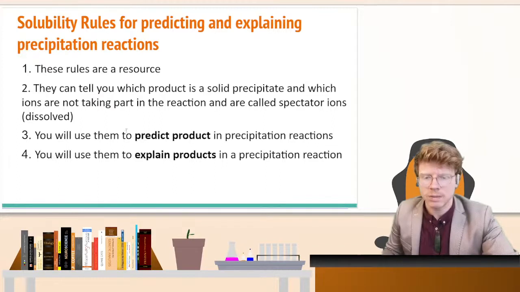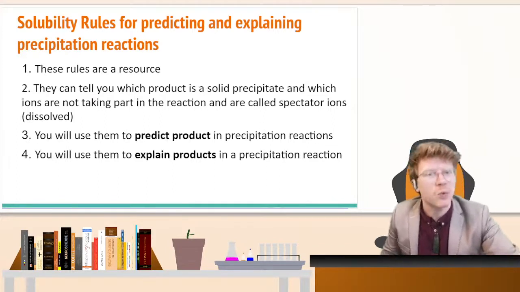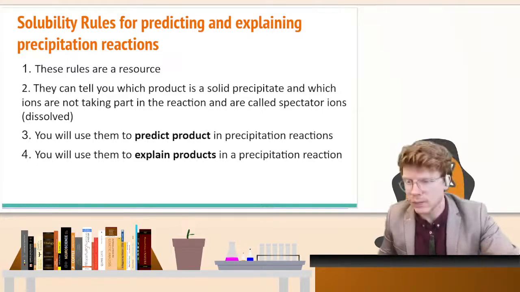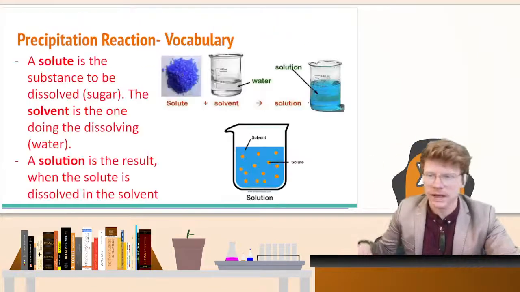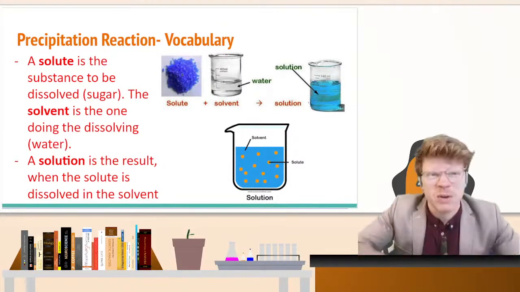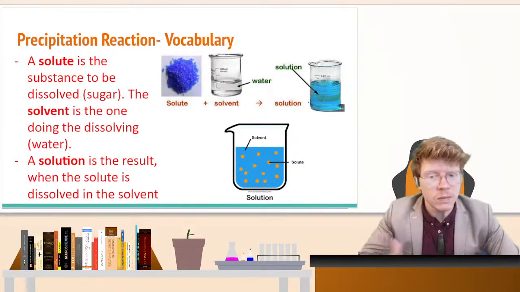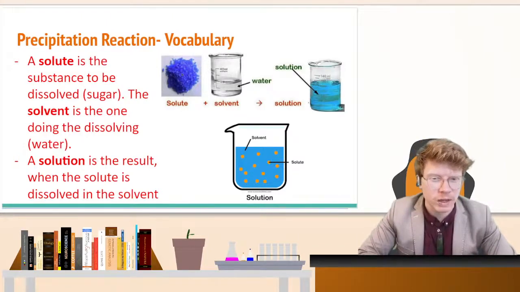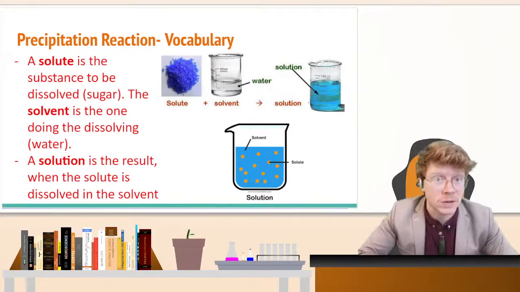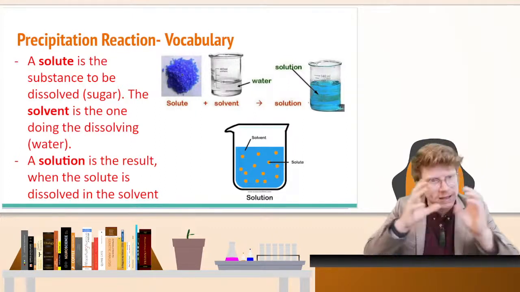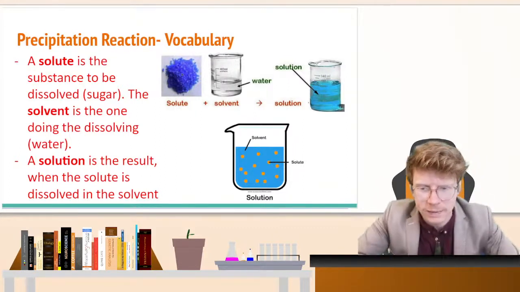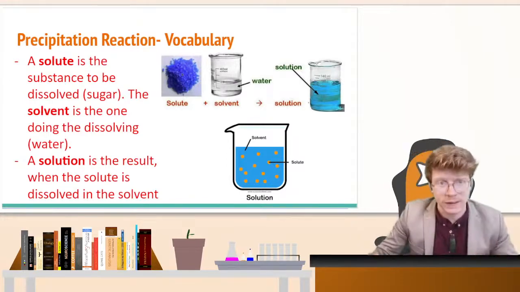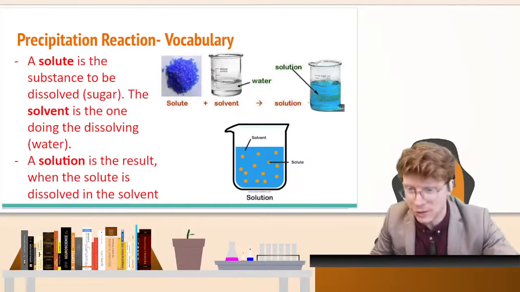So yeah, you need to predict the products that are made and explain which one you think is the solid and why. Why is that one a precipitate? Use the rules to figure that out. Just a refresher on the terms. Solutes are the substance you dissolve. A solvent, in this case it's always going to be water, is the thing that is doing the dissolving. Water is a polar molecule, gets in between those bonds, holds things apart. A solution is a mixture of solute and solvent. Cool.